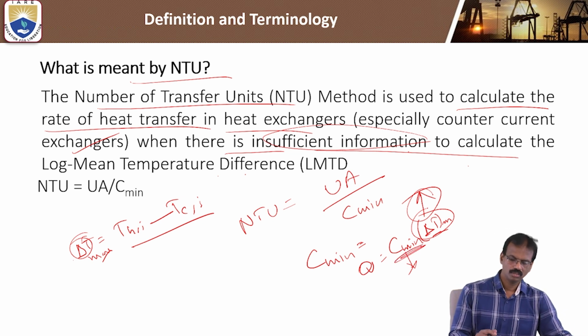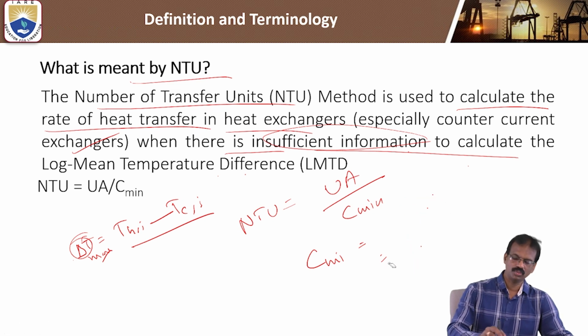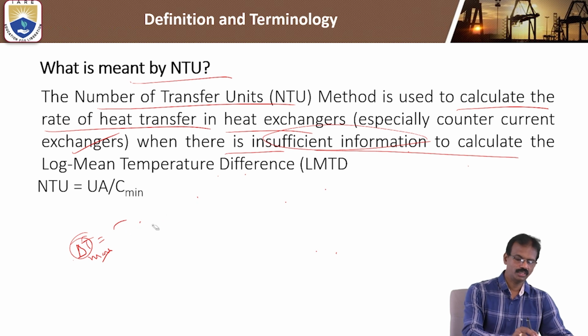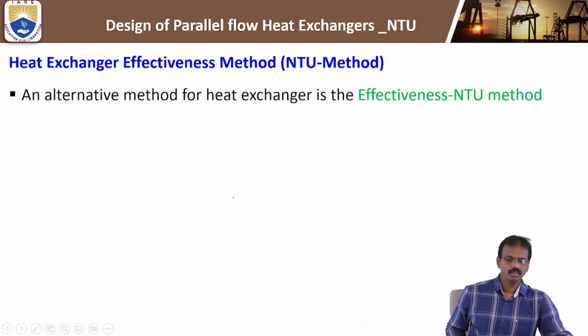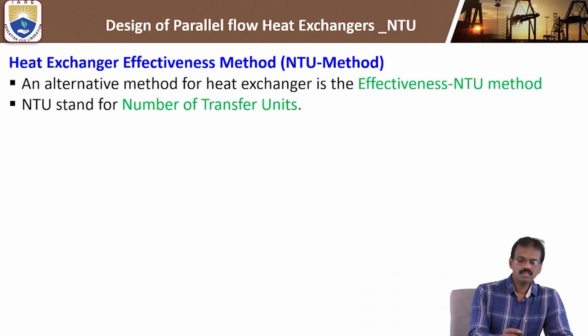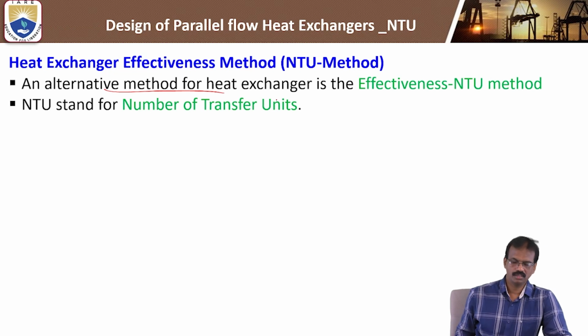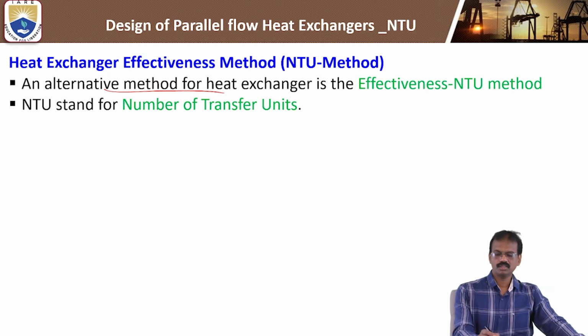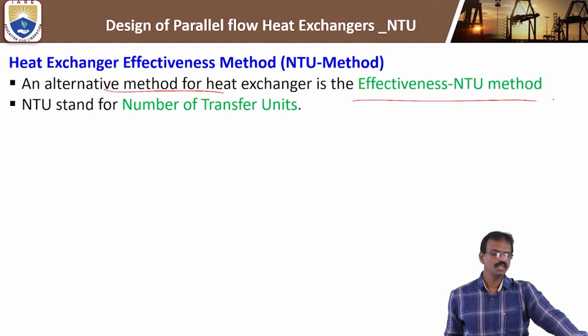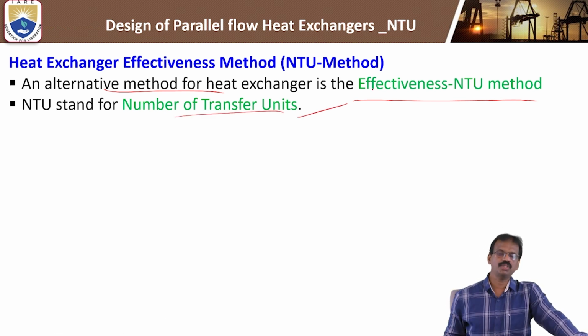Okay. So here you can see Q max, the maximum possible heat transfer, is equal to C minimum into the inlet temperature differences of both the fluids. Okay, we'll see one by one. What is the formula used in the NTU method to find the rate of heat transfer also? We'll see. So this is the alternate method for the heat exchanger instead of LMTD. It is called the effectiveness NTU method. You can see NTU stands for the number of transfer units. You know this one.